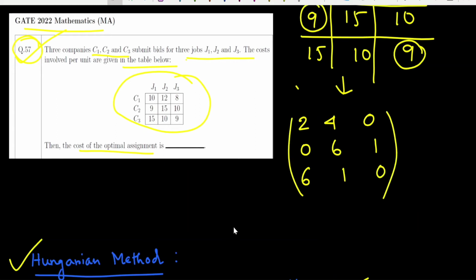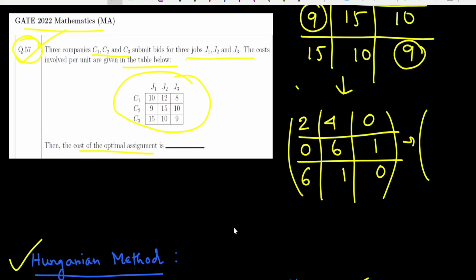Now we apply the same process for the columns also. Here the minimum is 0, so if we subtract 0 from the first column, it will remain the same. So this gives 2, 0 and 6. Now in the second column, 1 is the minimum element, so we subtract 1 from each element of the second column. So this gives 3, 5 and 0, and here there are 2 zeros, so 0, 1, 0. Now we get 3 zeros, that is, exactly 1 zero in the first row.